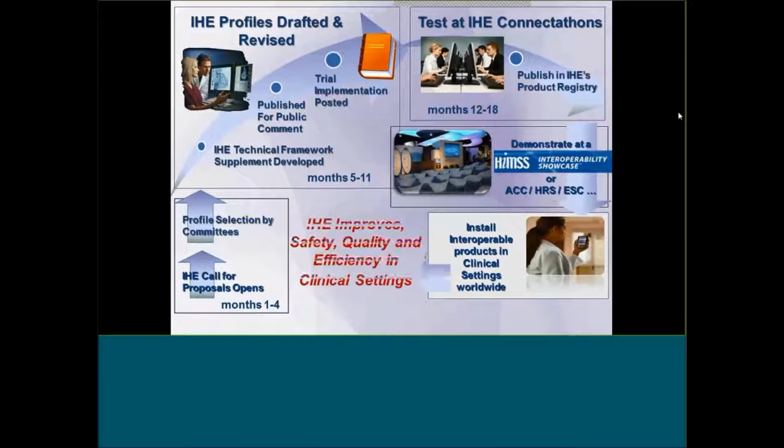which, next slide please, just quickly step through the steps, which goes from a call for proposals, profile selection, as well as a development stage where the technical committee goes through identifying the problem, developing a technical solution for it, posting it for trial implementation, allowing for testing at the connectathon, potentially demo some of the workflows at an HIMSS or ACC or RSNA workshop, and then basically also promote it to products to use it in the clinical routine setting.